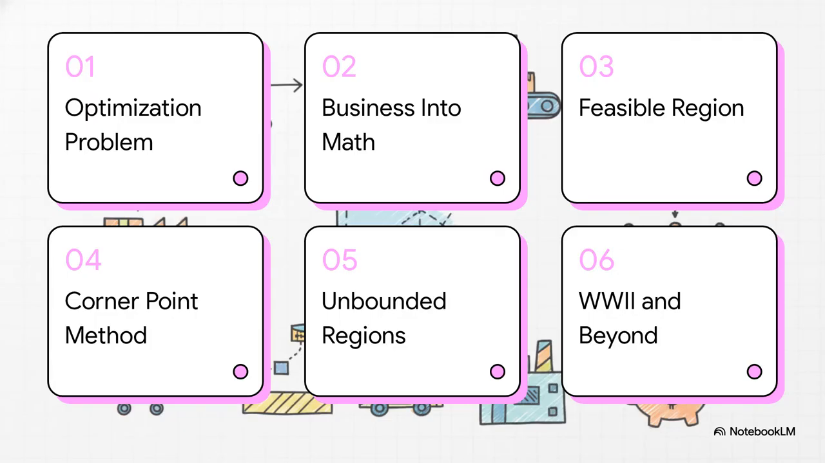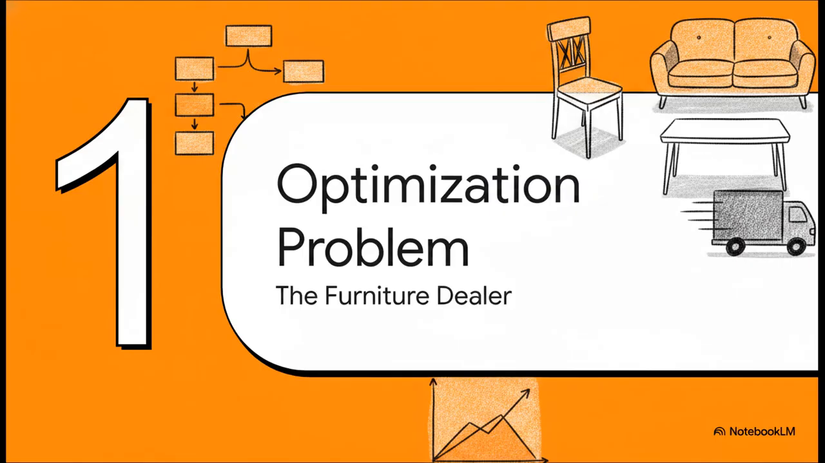Here is the quick roadmap for today's explainer. 1. The ultimate optimization problem. 2. Translating business into math. 3. Finding the feasible region. 4. The corner point method. 5. Unbounded regions and exceptions. And finally, 6. World War II and beyond. Let's get into it. Section 1.